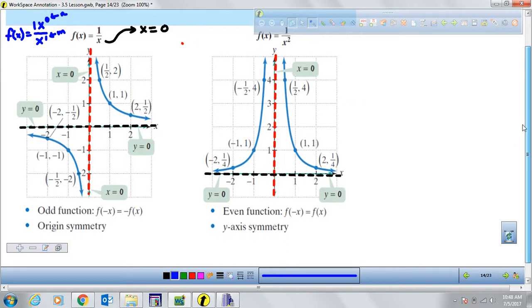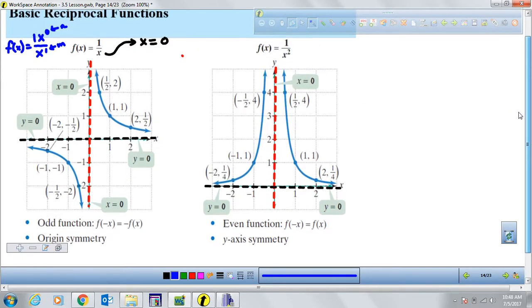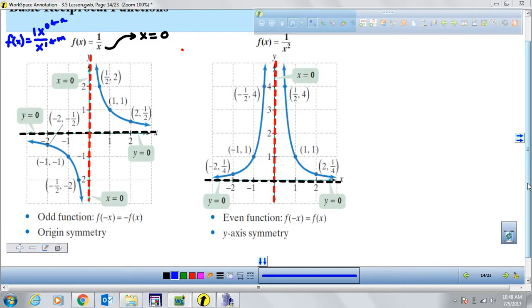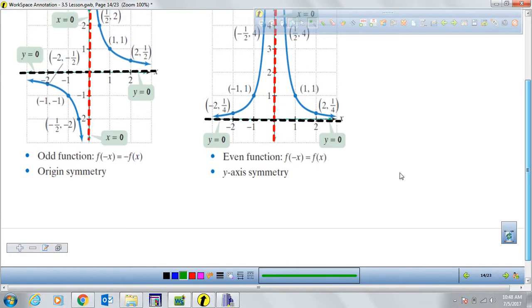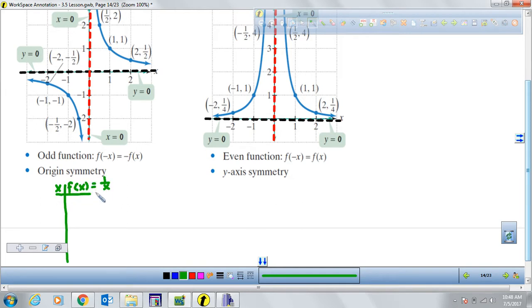Now, let's look at the graphs. If we create a table of values for each one, let me show you what's going to happen. I'm going to generate a little table for the first function right here, so you can see the values. This is 1 over x. So if x is negative 2, negative 1, 0, 1, and 2. There's also a couple of decimals there. If I substitute a negative 2, 1 divided by negative 2 is negative 0.5. That's what you see here. When x is negative 2, y is negative 0.5.